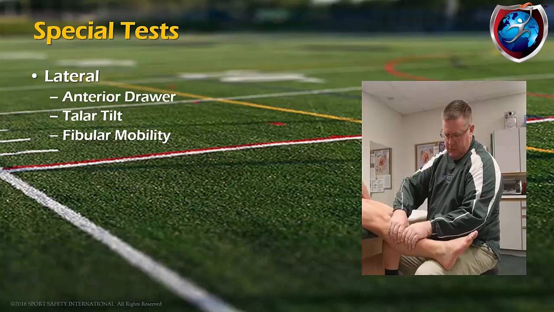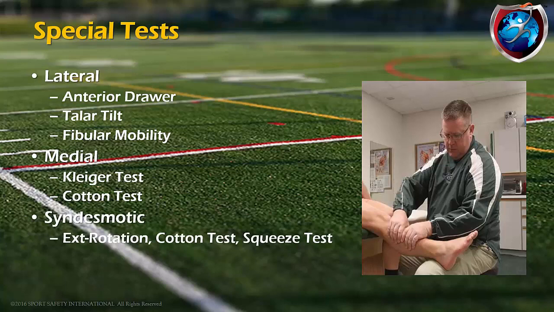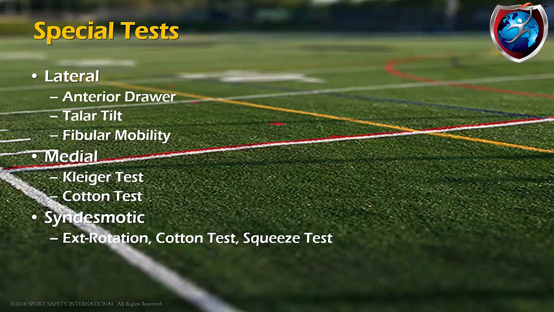Special tests should be utilized to identify ligament injury and joint laxity. Special tests for the lateral side include the talar tilt test, anterior drawer test, and the cotton test that may identify lateral laxity. Medial side tests include the cotton and Kliger tests. Special tests for the syndesmosis include the modified Kliger, which involves dorsiflexion of the ankle and external rotation, cotton, fibular translation, and squeeze tests.